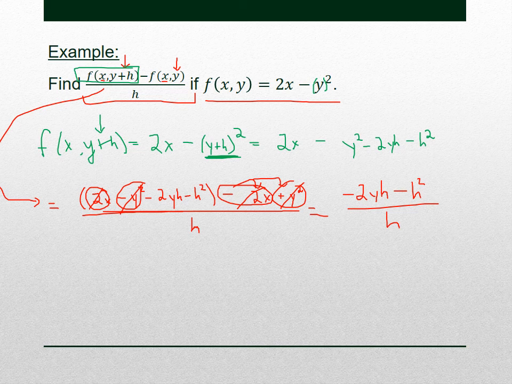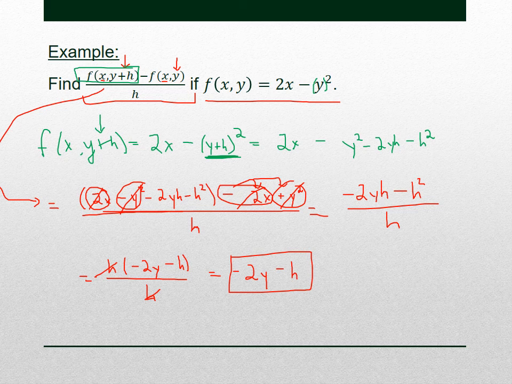And now I've got a positive 2x and a minus 2x, so those cancel. And I've got a minus y squared and a positive y squared, so those cancel. And that's all that cancels. So I'm left with minus 2yh minus h squared over h. And so I can factor an h out of the numerator, and I'm left with minus 2y, h becomes just minus 2y, and minus h squared becomes just minus h.